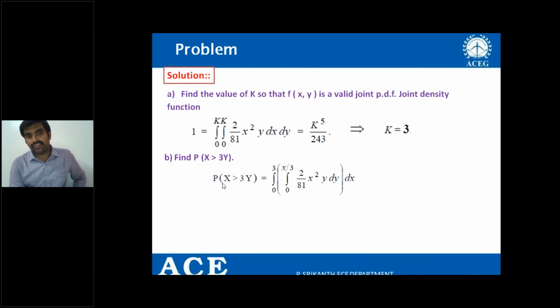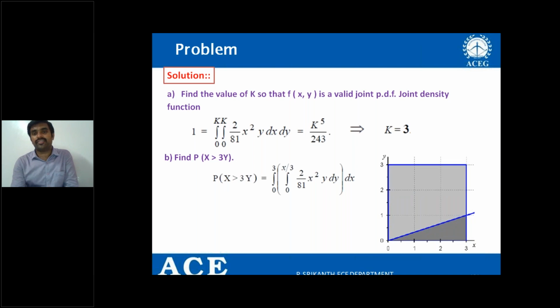If the variable x is taking the limit 0 to 3, as per the requirement here, what may be the limits for y? Y equal to x by 3, greater than y. If x is having the limits 0 to 3, y will be having the limits ultimately 0 to x by 3. Actually x greater than 3y in the sense 0 to x by 3. That is in the pictorial way you can see here.